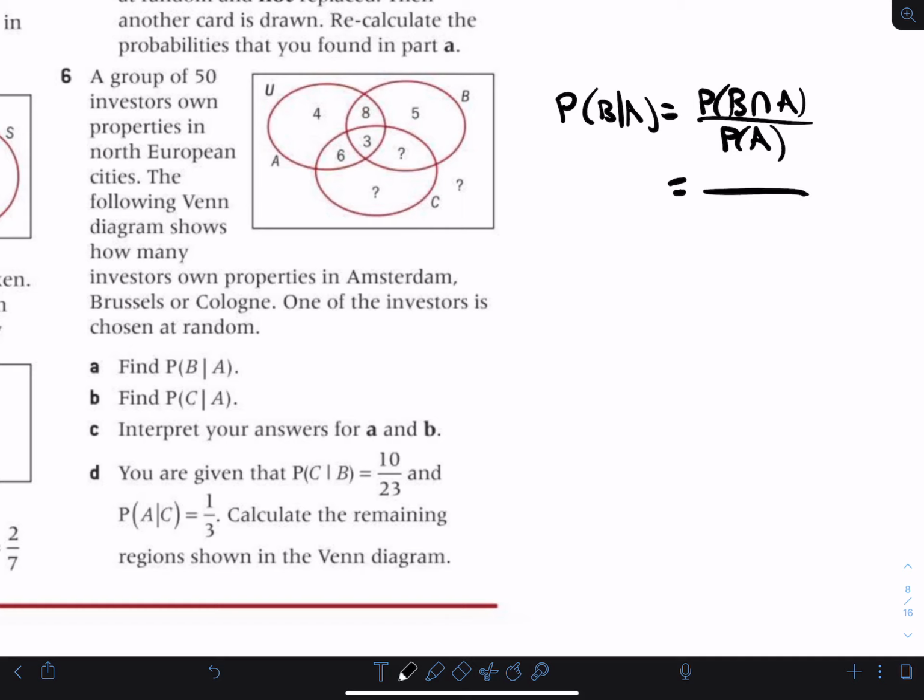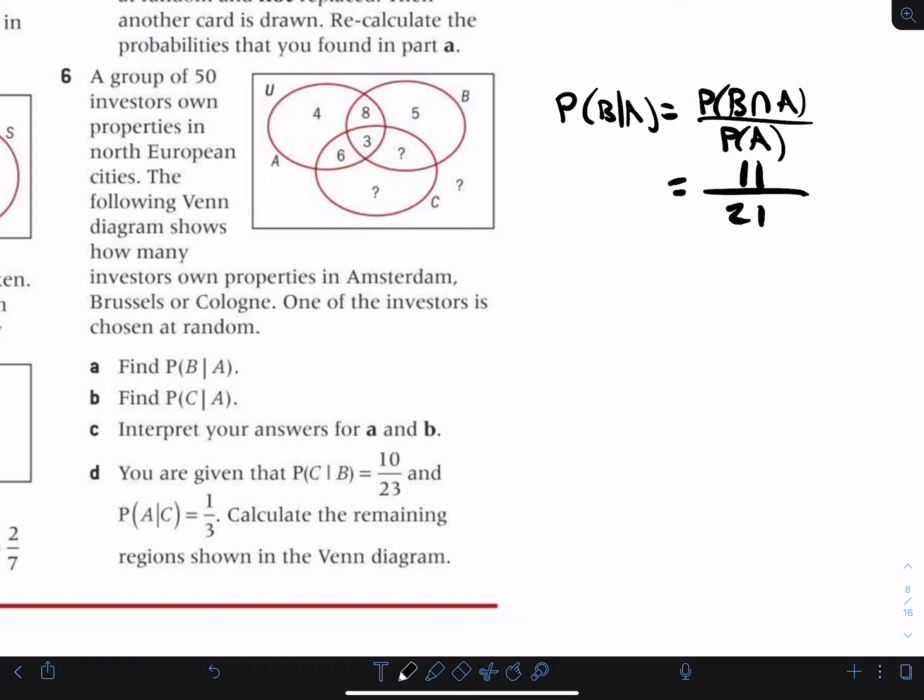So how many things are in A? Where's A? There. So I've got 4 plus 6 plus 8 plus 3, so that's 21. There's 21 things in A. And how many things are in A and in B? 8 and 3. So 8, 9, 10, 11. There you go.